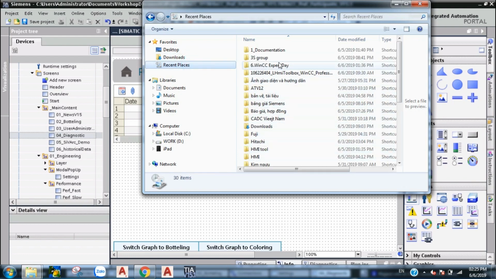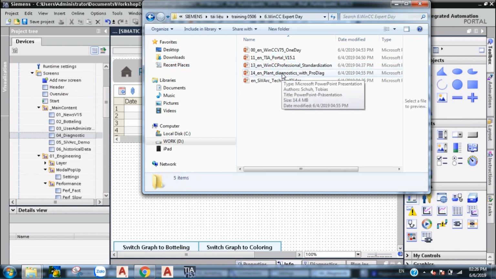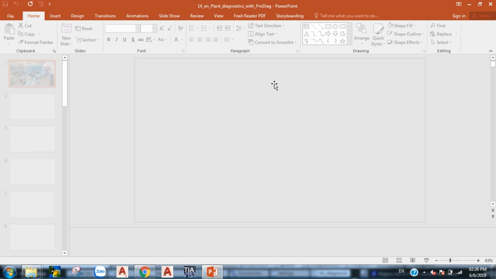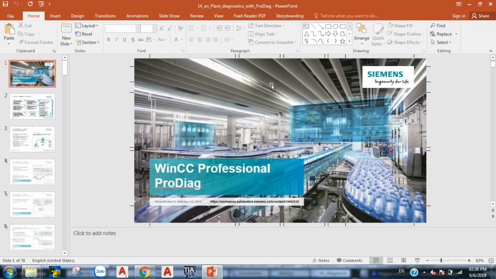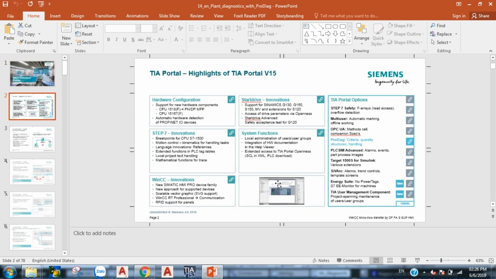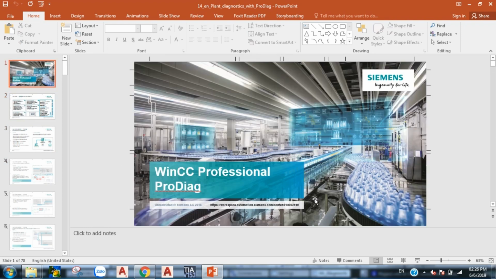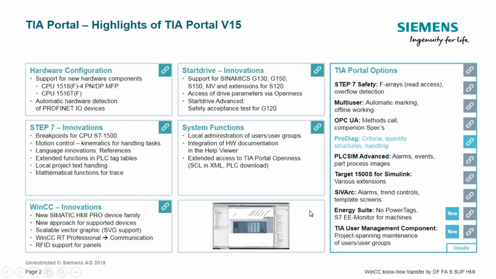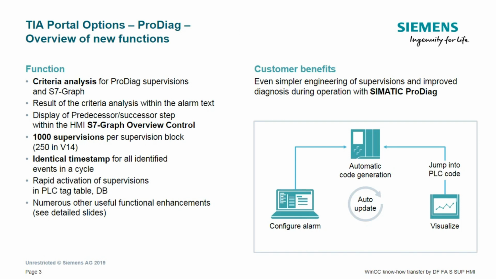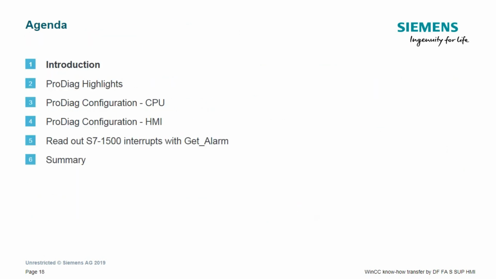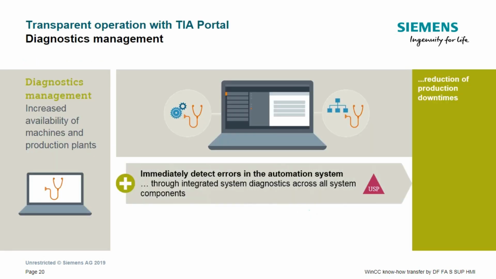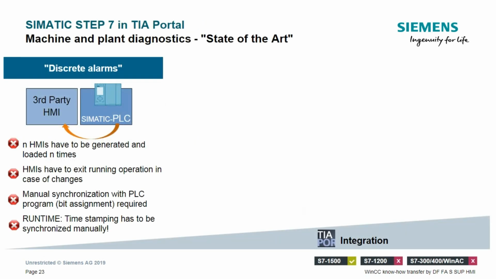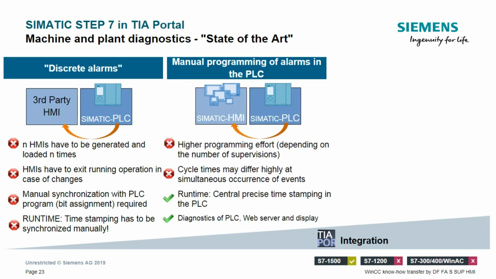I did a little comparison regarding different setups. For example, in one case we have a Siemens PLC and a third-party HMI. In that case, the main message is that we have to create the alarms, the discrete alarms, or whatever alarm messages are used, manually on the third-party device, because we cannot map it to a third-party HMI. So manual configuration here. And also in the runtime, the timestamping has to be synchronized manually.